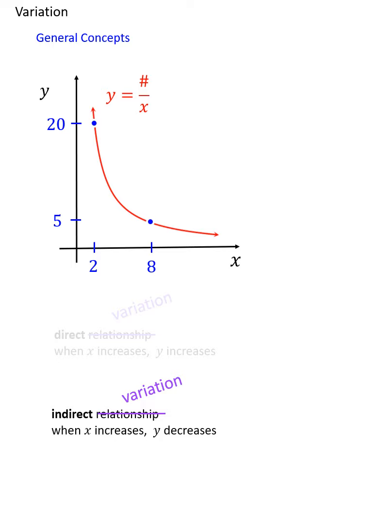In these situations, the equation is always expressible as y equals number divided by x, and we use the phrase y varies indirectly as x to describe this kind of relationship. We also say y is inversely proportional to x.